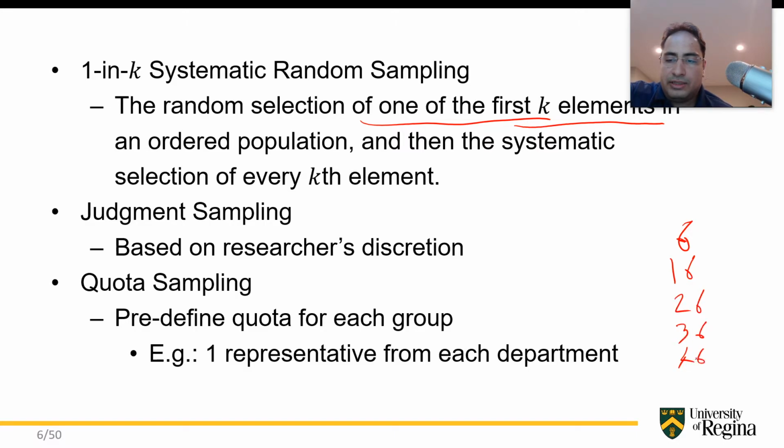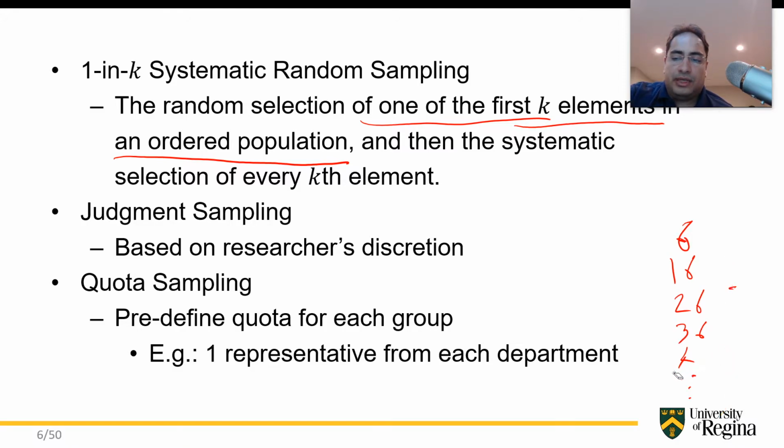36, 46, and so on. So you just select these, but this only works if you have an ordered population. You have an ordered population based on a specific criteria, and that is going to be the ideal population for you to start systematic sampling.